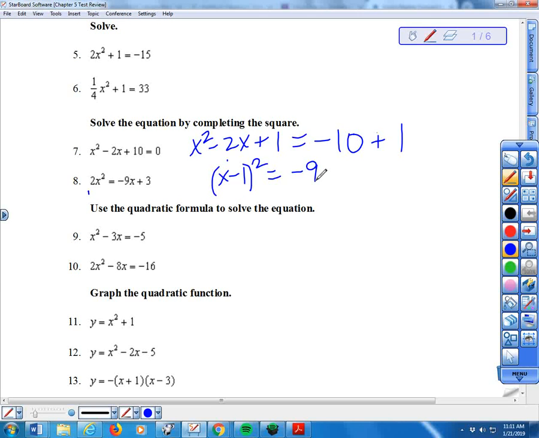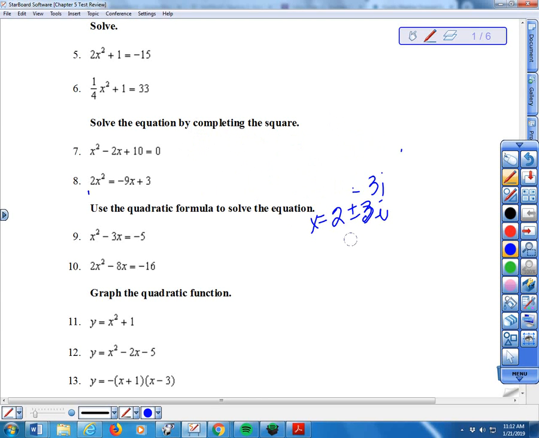I'm solving, so I'm going to take the square root of both sides. This is 3i. And then I'll add 2. 3i. Okay.